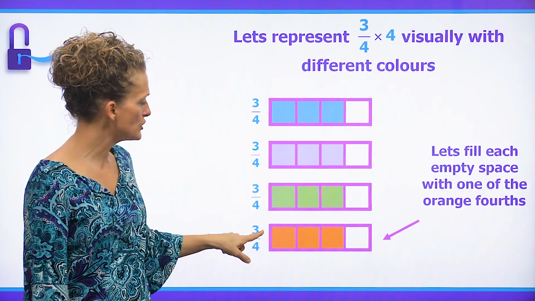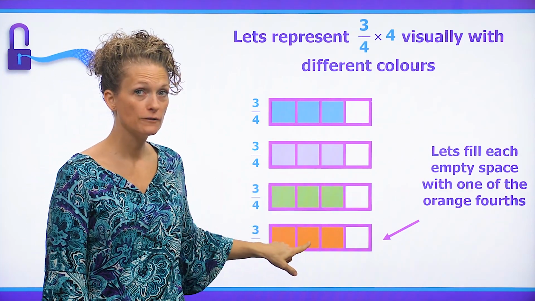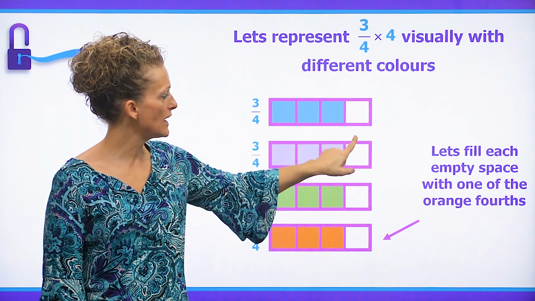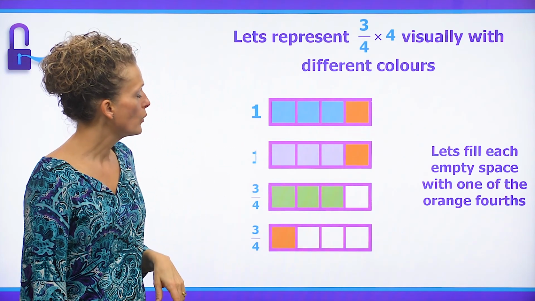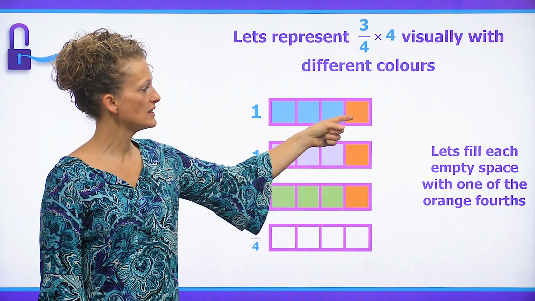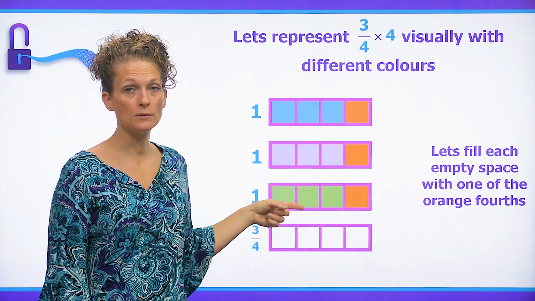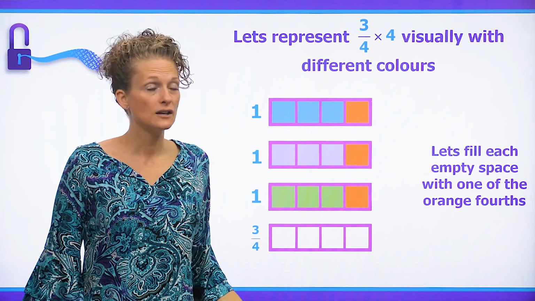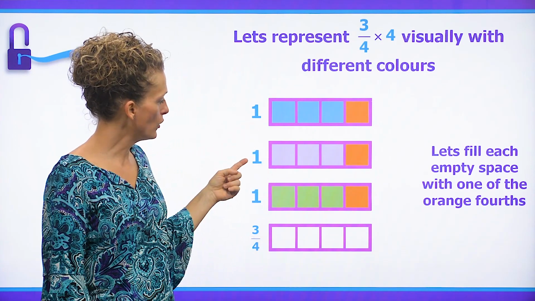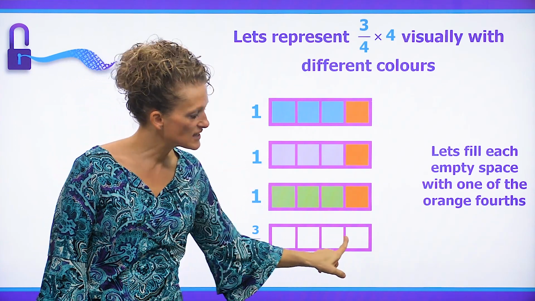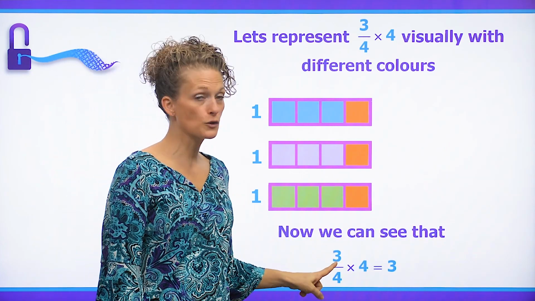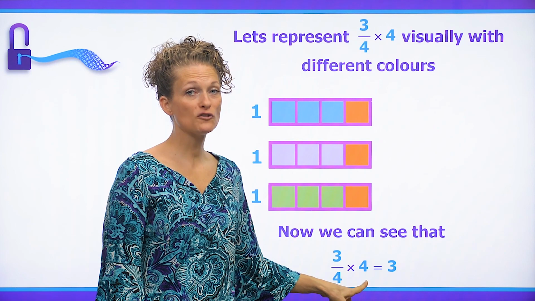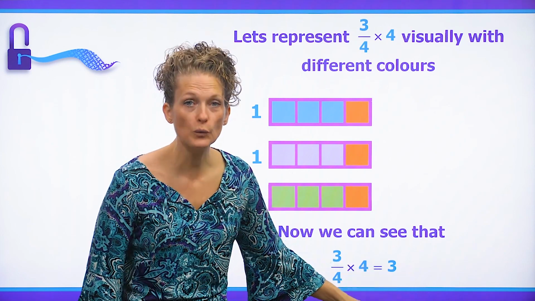So what we're actually going to do is take each of these orange fourths, and fill up as many of these empty spaces as we can. When we do that, you'll notice that each of these becomes filled completely. So we have one whole, and one whole. This is empty, so we don't need that anymore. And so now we can see that 3/4 times 4 is equal to 3. 1, 2, and 3.